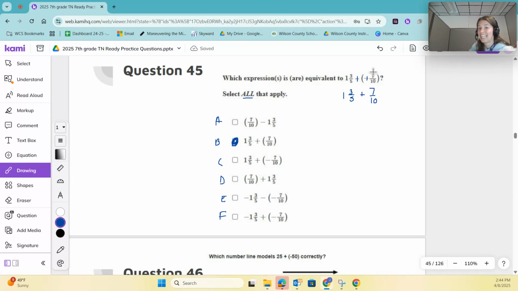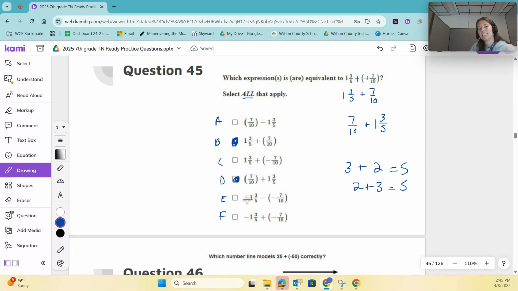We have to add and take the opposite of that second number, which would be plus plus, which is the same thing as plus. So it's definitely not C. And then 7/10 plus 1 and 3/5. Now this is a different order, but we know with addition, the order does not matter. So these things are equivalent. That's like doing 3 plus 2 and 2 plus 3. Either way, we're getting 5. So D is another correct answer.